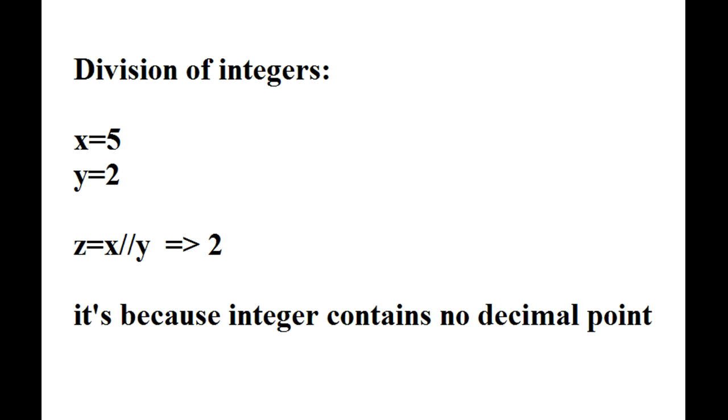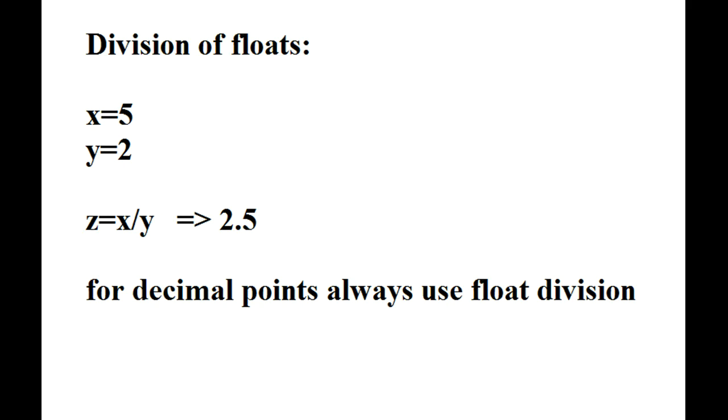Division is of two types: division of integers and division of floats. First of all we will discuss the division of integers. Let's say I have two variables x and y which have the values 5 and 2, and I divide x by y and store the value in z. It gives the result 2. The exact result is 2.5, but we know that integer division ignores the decimal part, so it gives only the value of 2. The other type of division is float division.